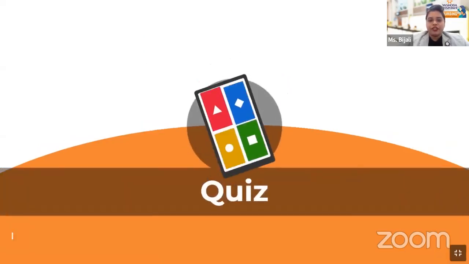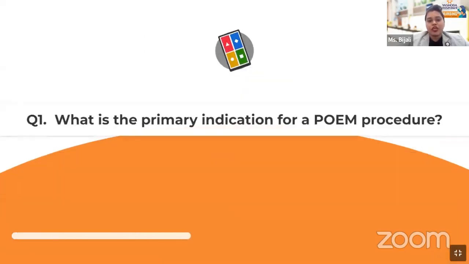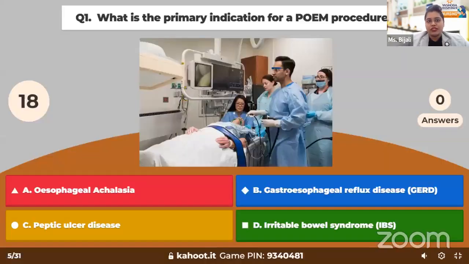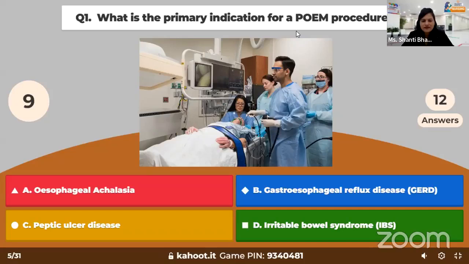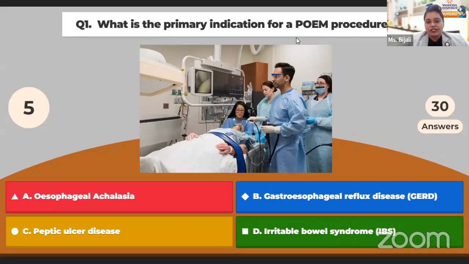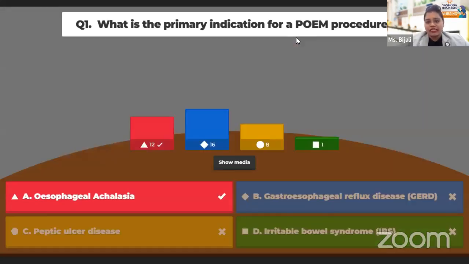care. So here is a quiz. So let's begin with the quiz. I hope that all are finding it interesting. So the first question is, what is the primary indication for the POEM procedure? So we have options like, first is esophageal achalasia, second is gastroesophageal reflux disease, peptic ulcer disease, and irritable bowel disease. So 37 answered. So the right option is esophageal achalasia.